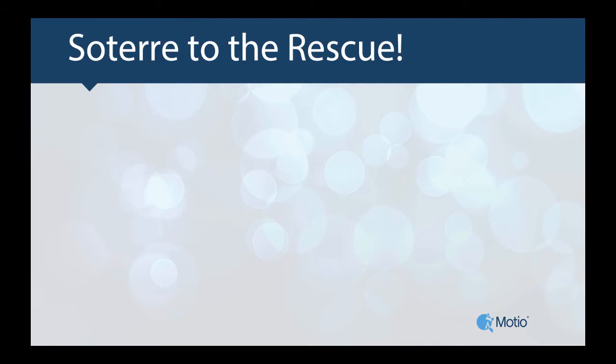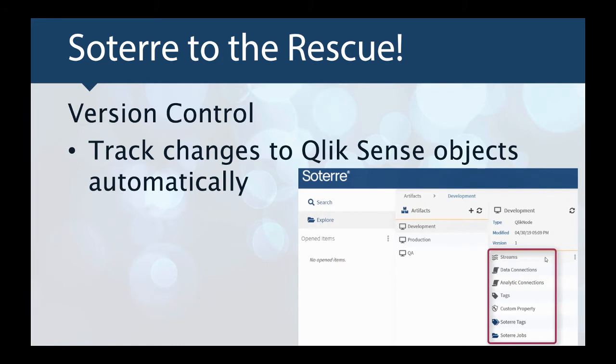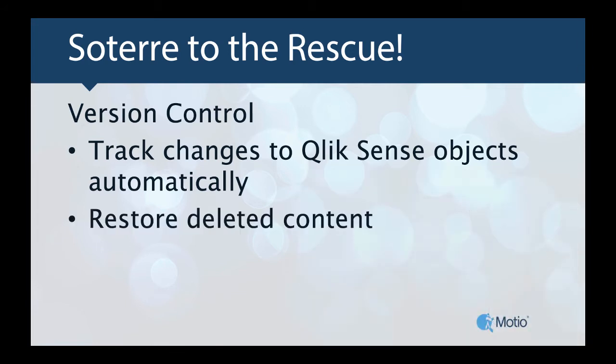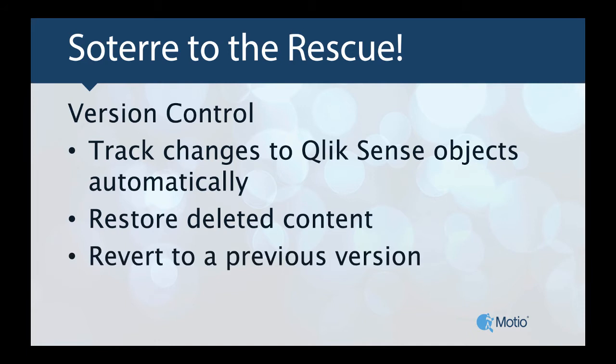This is where Soterre comes to the rescue. Soterre is a version control solution, and it tracks your changes of all your apps, your streams, your data connections, tags, custom properties, and so on. And this means that you have access to all of your previous versions, so you can compare and even restore to a prior version.